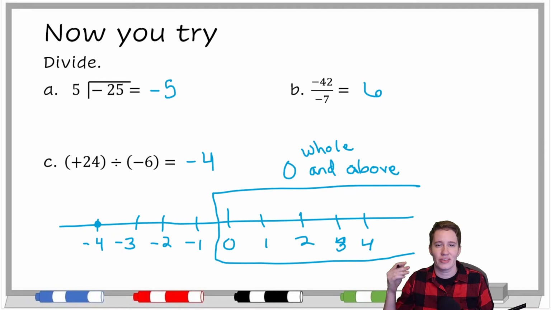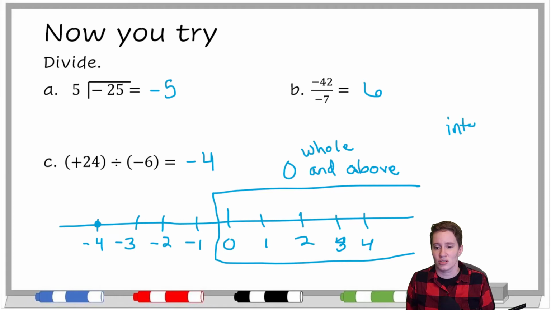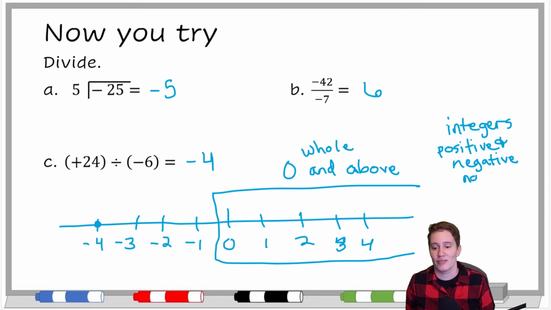Integers are the same types of numbers, but we include the negatives for integers. So negative 4 would be an integer, but not a whole number. So integers are positive and negative and 0. But otherwise, it's kind of the same group that we're talking about, that they're not fractions or decimals. And the same with whole numbers. Those are not fractions or decimals.